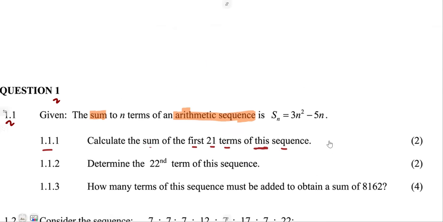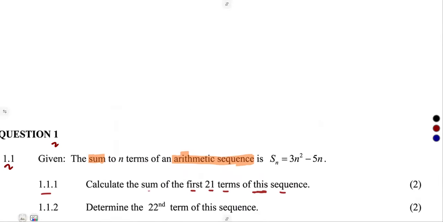So we are already given the number of terms and the given expression is for the sum of terms. So we're just going to substitute 21 in place of n, as n is equal to 21. So the sum of the first 21 terms from our Sn, we have to substitute 21 in place of n. So that's 3 times 21 squared, minus 5 times 21. So this is what we are given.